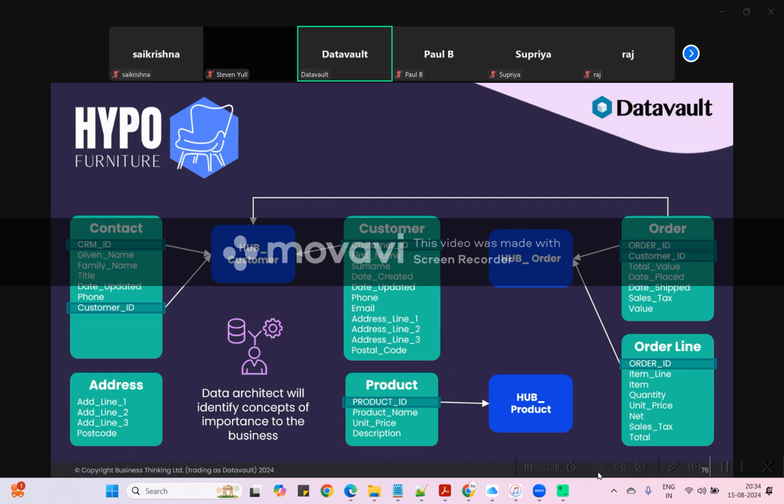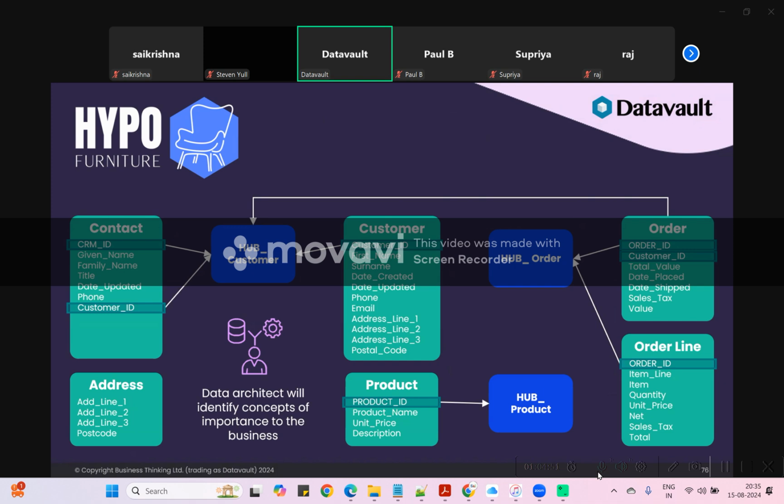Now, data modeling is a craft, not a science. So we might find that different modelers would come up with a slightly different model. For example, someone might not have hub customer, they might put in place their hub organization or hub party.